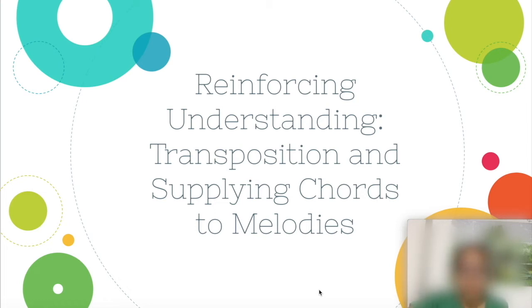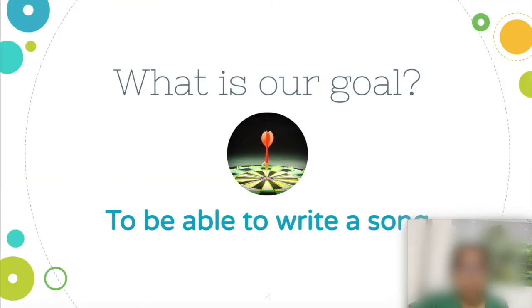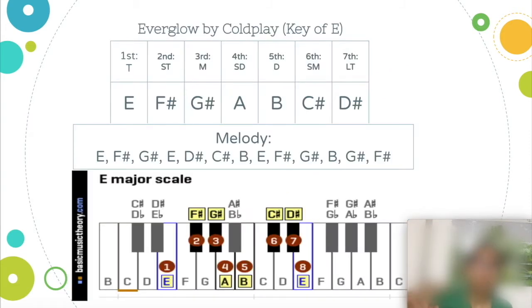Okay, now we will be delving more into the topic. So you'll be reinforcing your understanding by transposing and supplying the chords to the melodies that you have created. Remember that our primary goal is for you to be able to write a song. Okay? So we'll use the popular song Everglow by Coldplay. It is in the key of E.